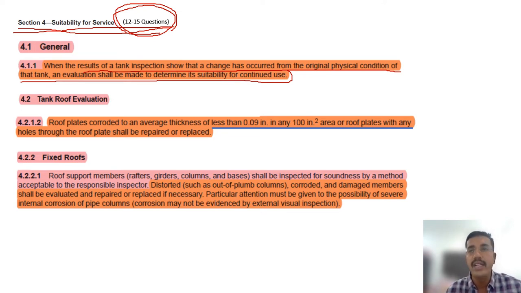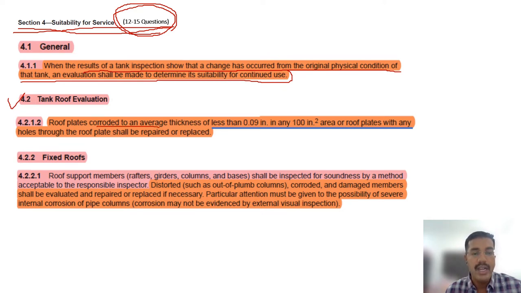That we will read in the examination chapter, inspection and examinations: when I need to do the external inspection, the UT thickness inspection. When I have to do that is required as per the inspection intervals. So first, we will come to the tank roof evaluation: what values we will get and what actions we have to take.